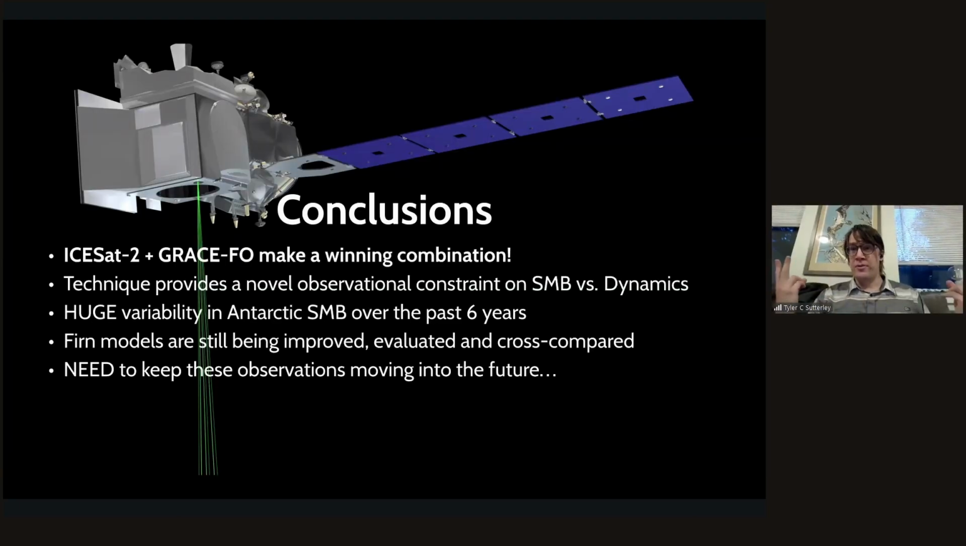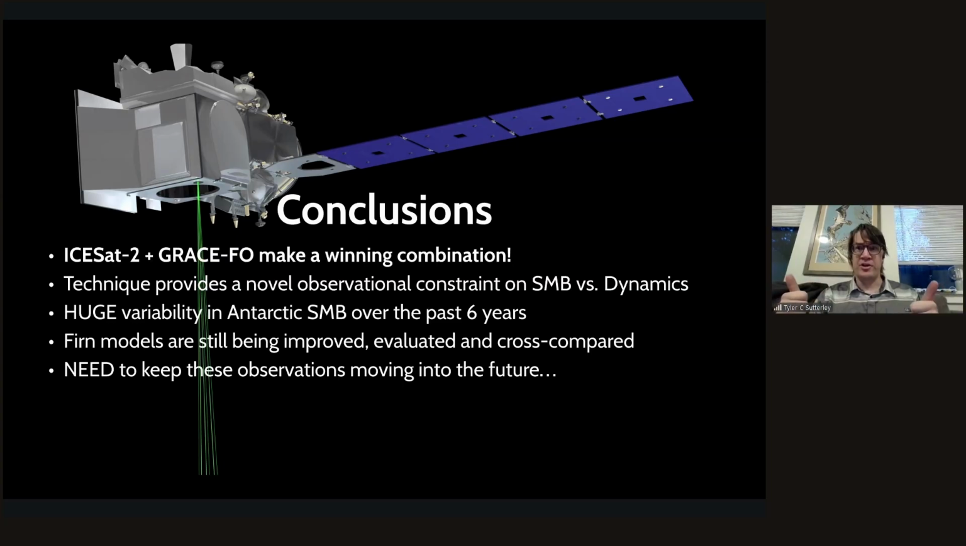Concluding, the two missions make a great combination. It's like milk and cookies, better together. This technique is a novel observational constraint on SMB, dynamics, and firn air change. There's been a lot of variability in Antarctic surface mass balance over the past 6 years. Firn models still need improvement. It's been the story for converting volume to mass for decades, but they're getting a lot better. And the big thing is we need to keep these observations moving into the future.